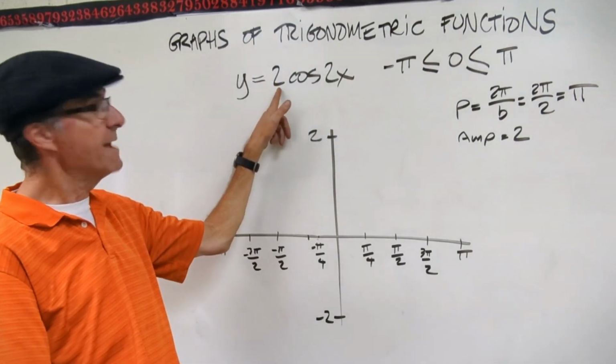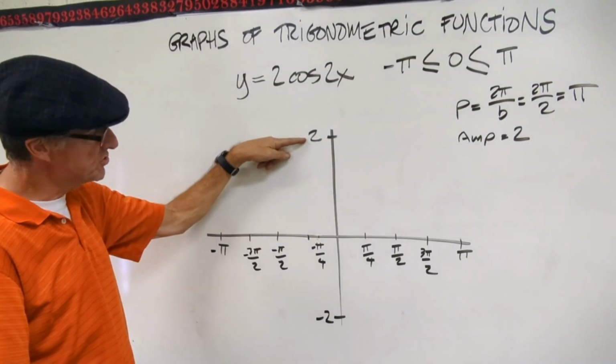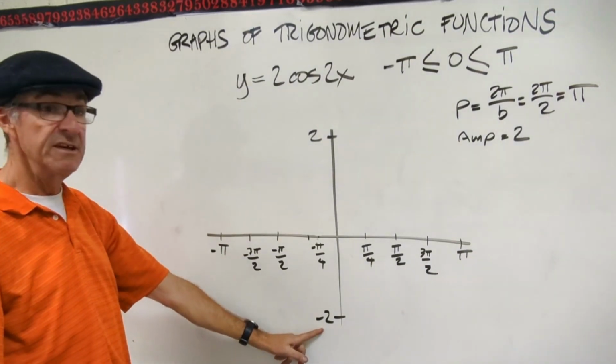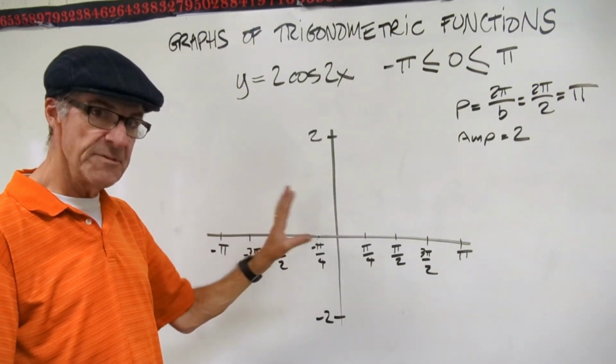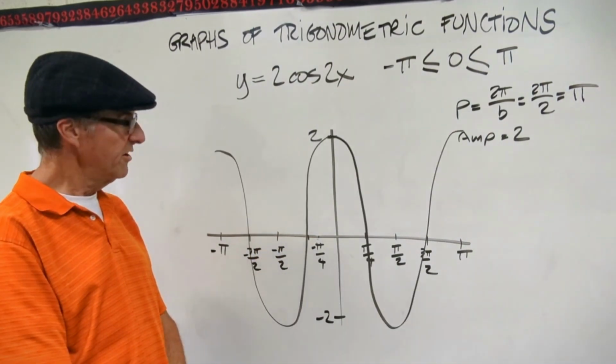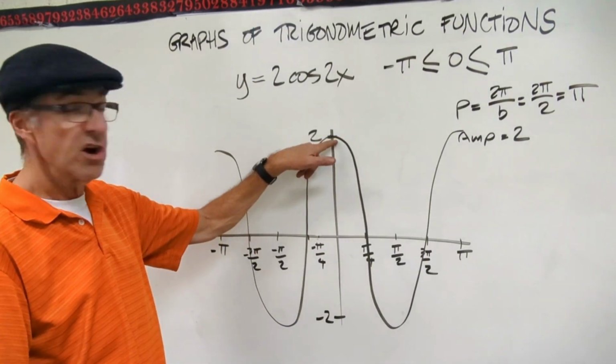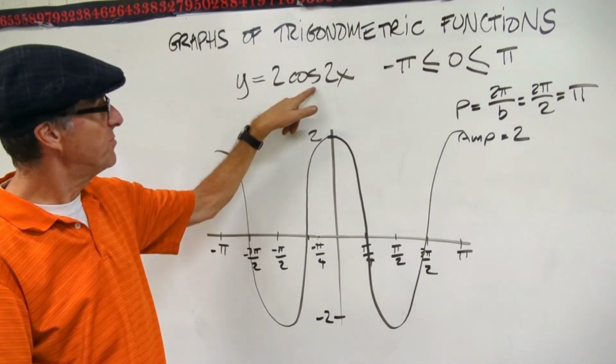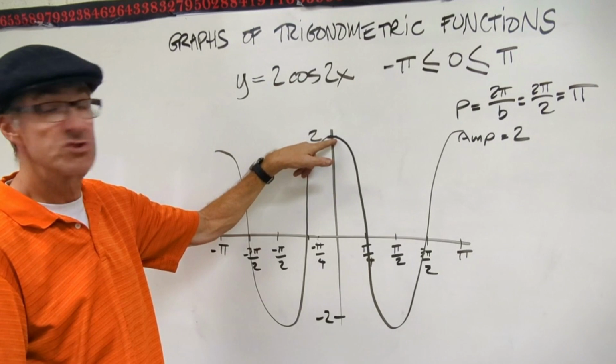And then I noticed that my amplitude is 2. So I put 2 as my max and -2 as my min. So if you didn't get this far, go ahead and copy that in and then sketch in your cosine graph. Okay, so here it is. Cosine starts at 1, but we're going to multiply that by 2. So our max is now 2.